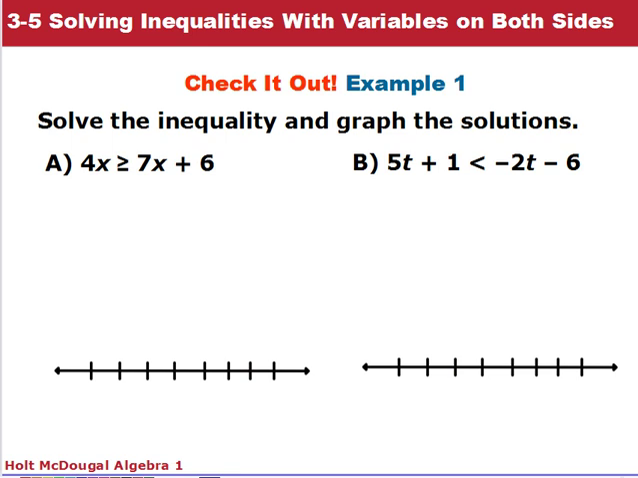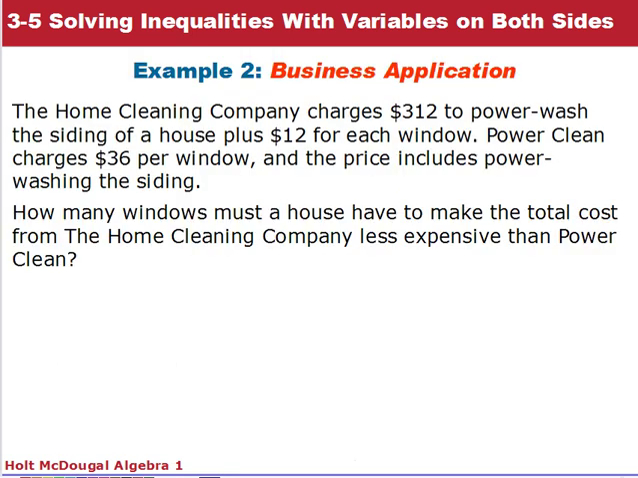And it's your turn now for these two examples. Solve the inequalities and graph the solutions on your check it out sheet and bring them to class. Example 2 is a story problem. The home cleaning company charges $312 to power wash the siding of a house plus $12 per window. Power Clean charges $36 per window, and the price includes power washing the siding. How many windows must a house have to make the total cost from the home cleaning company less expensive than Power Clean?